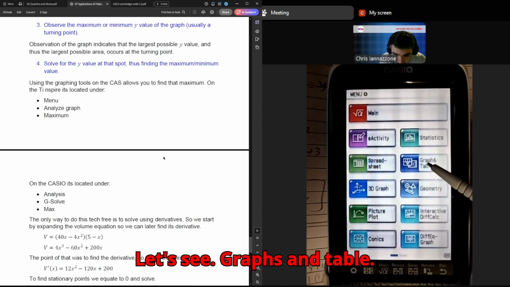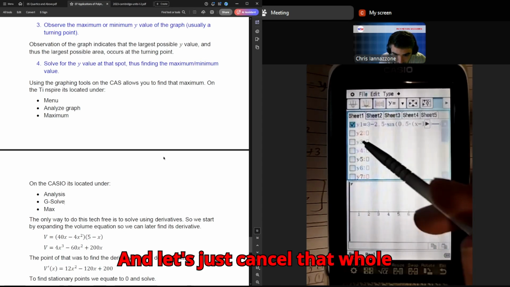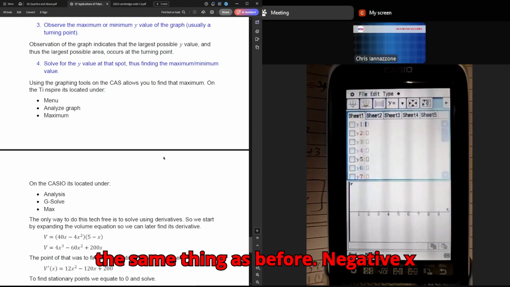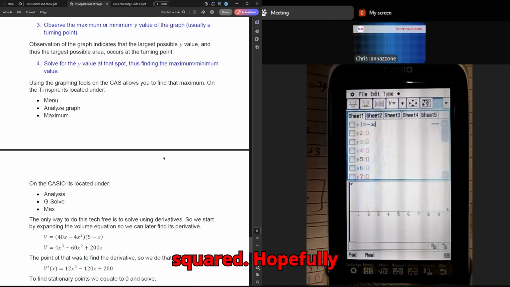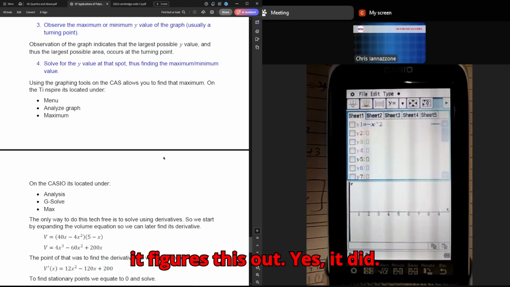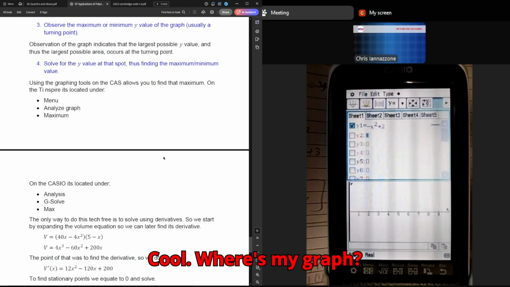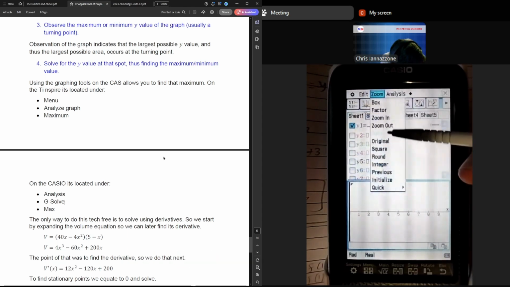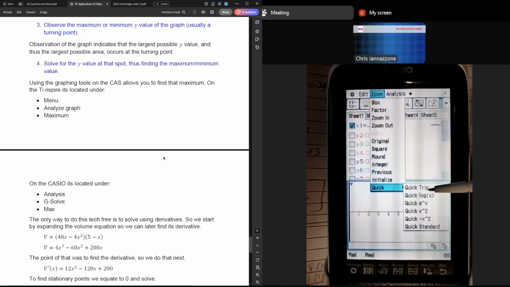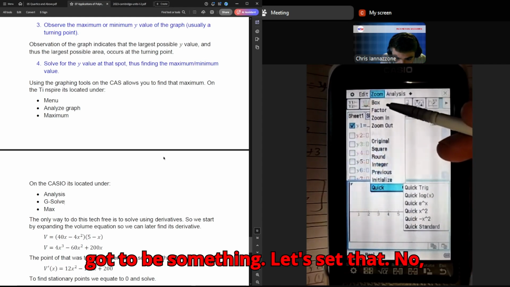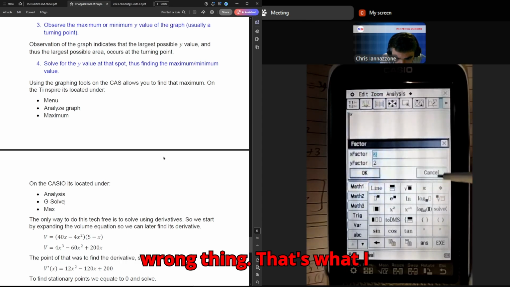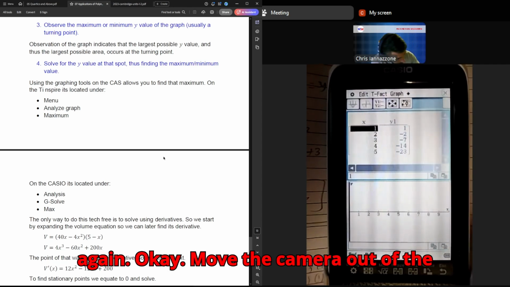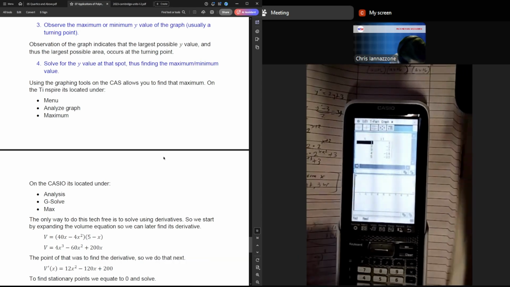Let's see. Graphs and table. And let's just cancel that whole thing away. Let's try to do the same thing as before. Negative x squared. Hopefully it figures this out. Yes, it did. Cool. Where's my graph? Can I just zoom in? Quick zoom. Oh, it's got to be something. Let's set that. No, wrong thing. That's what I get for trying to click things through a camera. Damn, I did it again. Okay. Move the camera out the way for a second.